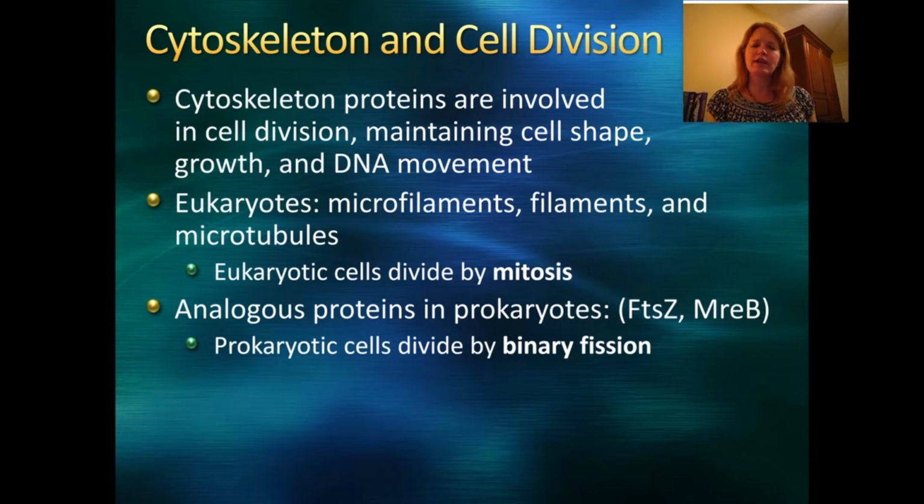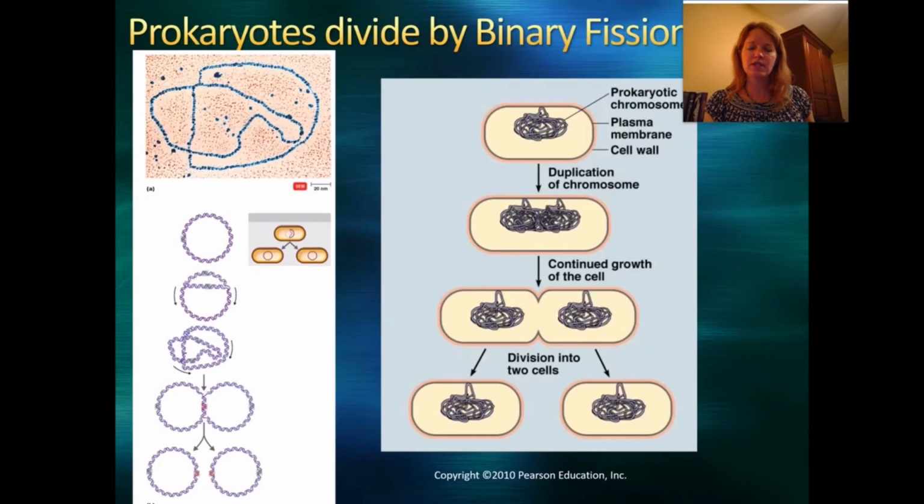And so prokaryotic cells don't divide by mitosis, they divide by binary fission. Here we can see a prokaryotic chromosome in complex with the plasma membrane. We're seeing duplication of the chromosome. As the chromosome duplicates, the cell moves into a septum, and then there's complete division between the two cells.